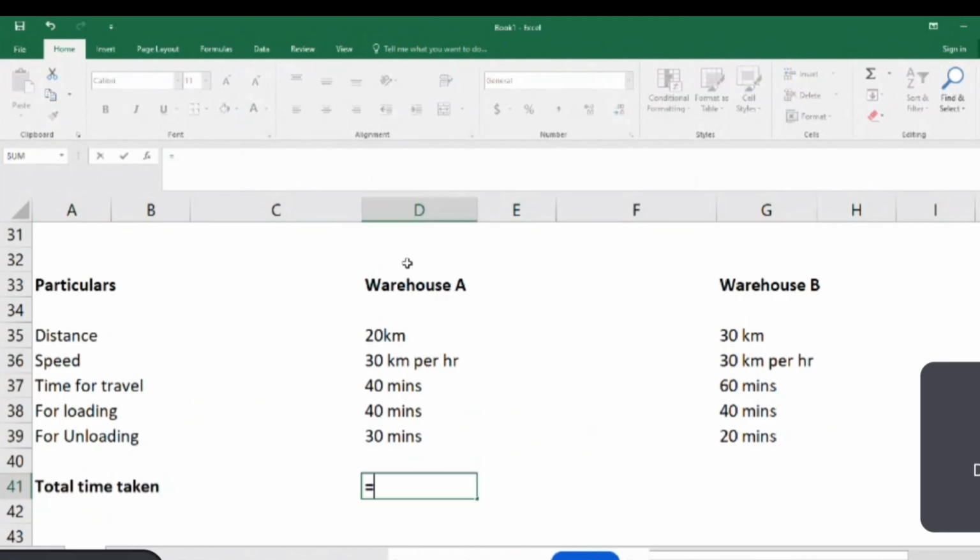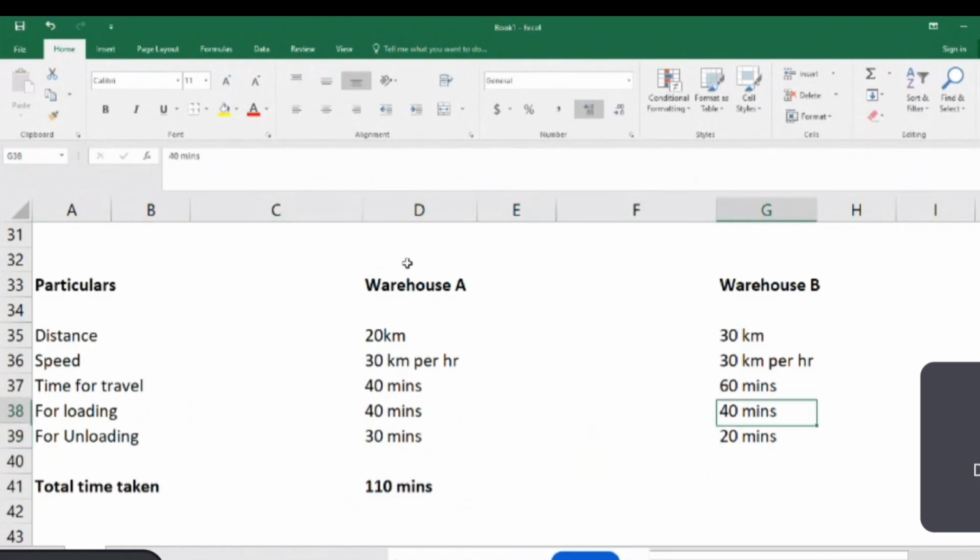Total time taken is, for this, traveling time 40 plus 40 for loading plus 30 for unloading. Okay, so the value comes to 110 minutes. 40 plus 40 is 80, 80 plus 30 is 110 minutes. Likewise, if you add 60 plus 40 plus 20, you will get 120 minutes. So this is your time taken.